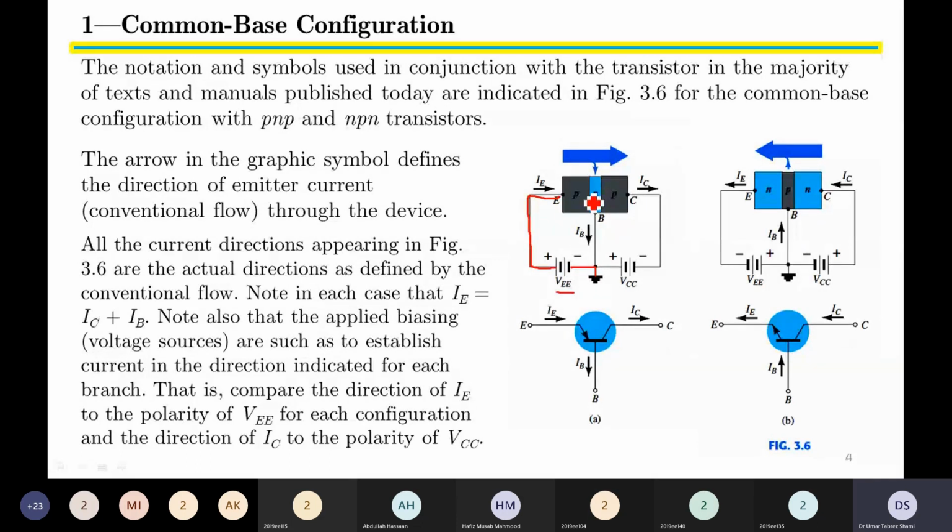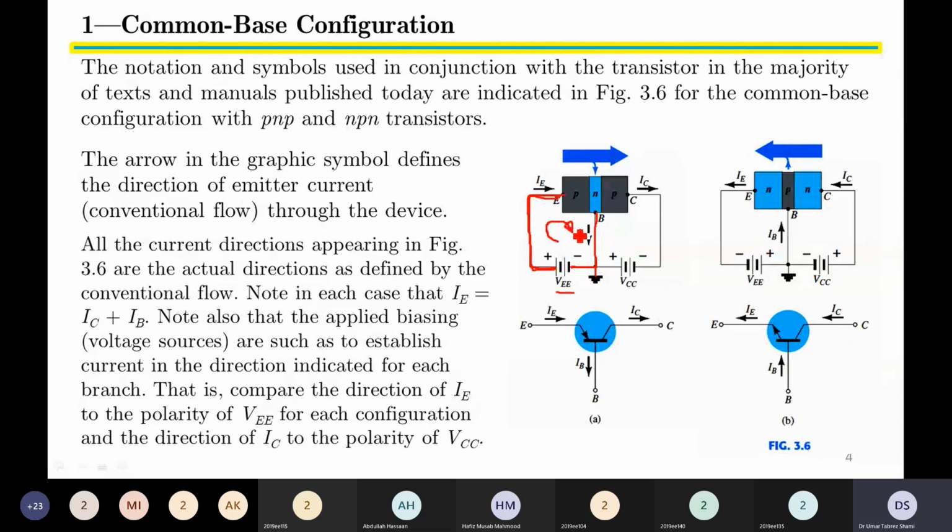How can we forward bias such emitter and base terminals? Emitter is P-type, base is N-type. How can we forward bias? We can forward bias only with one condition, that the N material is connected to the negative terminal of the battery, whereas the P-type material, which is our emitter, is connected to the positive side of the battery. What will happen by such connection? The base emitter will be forward biased.